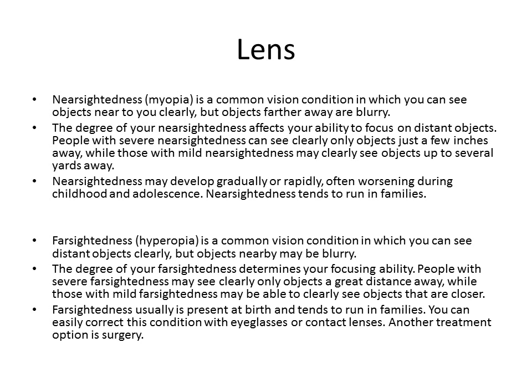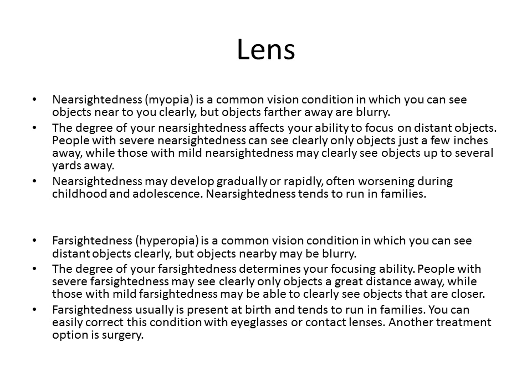The degree of nearsightedness affects your ability to focus on distant objects. People with severe nearsightedness can see clearly only objects just a few inches away, and those with mild nearsightedness may clearly see images up to several yards away, but anything in the far distance they struggle with. Nearsightedness may develop gradually or rapidly, often worsening during childhood and adolescence. It tends to run in families.